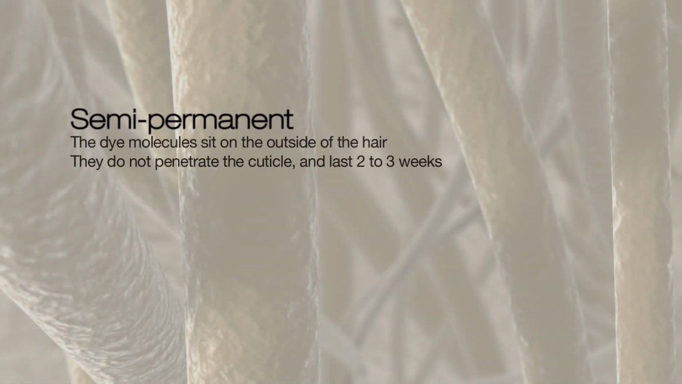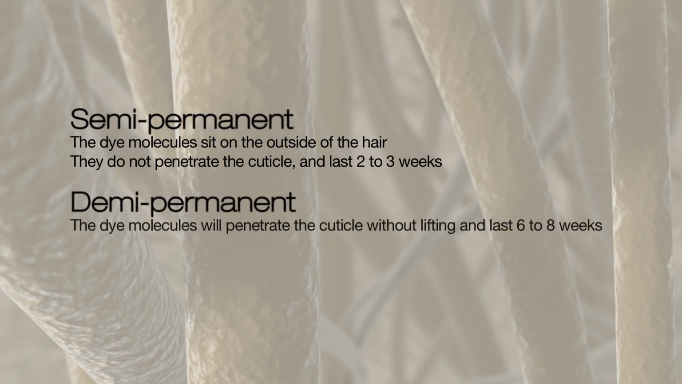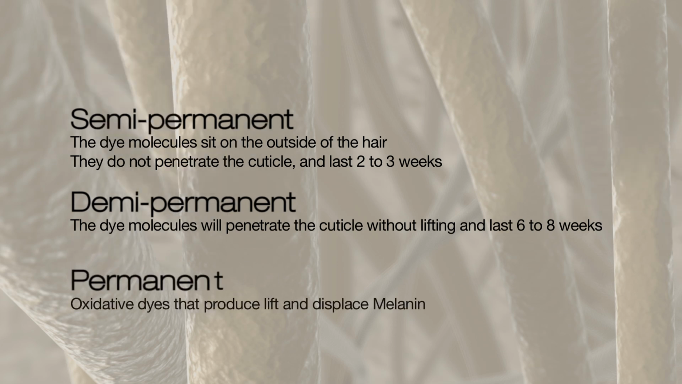Classifications of hair color. Semi-permanent: the dye molecules sit on the outside of the hair. They do not penetrate into the cuticle and last 2 to 3 weeks. Demi-permanent: the dye molecules will penetrate the cuticle without lifting and last 6 to 8 weeks. Permanent: oxidative dyes that produce lift and displace melanin.